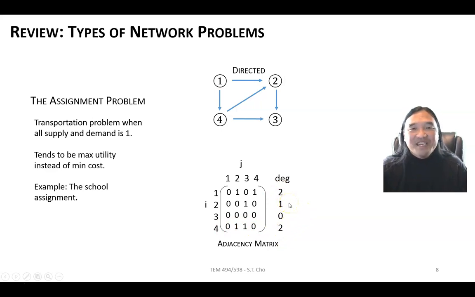And this is called an adjacency matrix, because for a computer program, it's kind of tough to work with a diagram. So you can turn that diagram into a matrix.